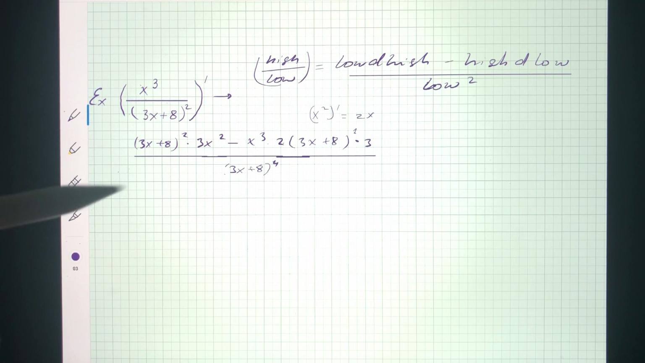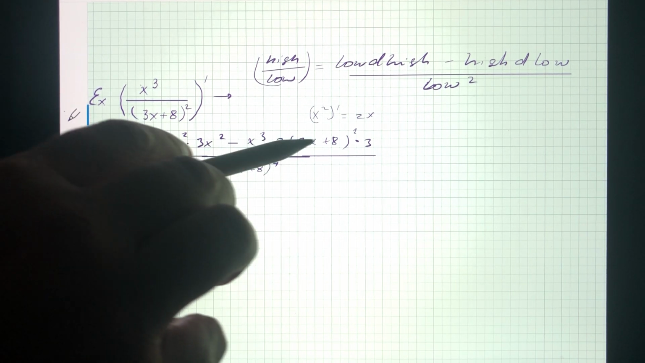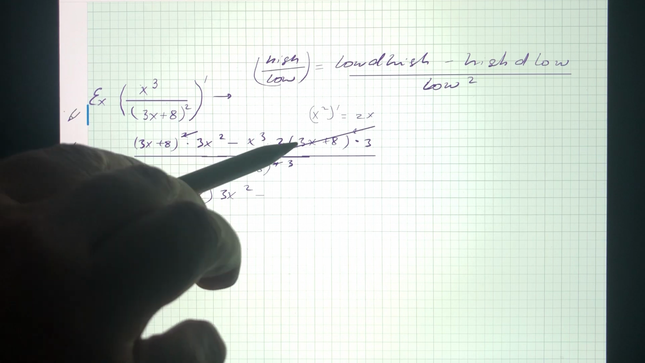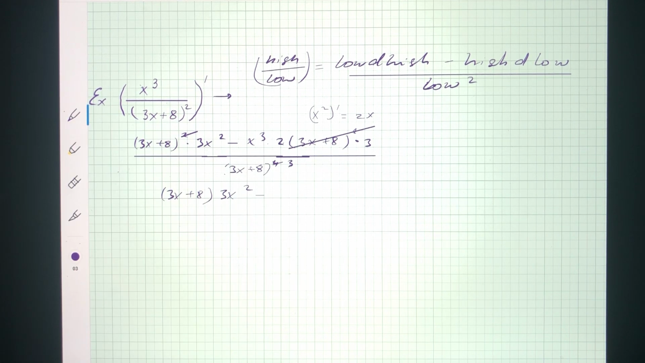Now we can see that we have 3x plus 8 in both of these terms, so we can cancel one of them. So if we cancel one from here, and one from here, the bottom is now cubed. On the top we have (3x plus 8) times 3x squared minus 2 times 3, that's 6, x to the third divided by (3x plus 8) to the third.